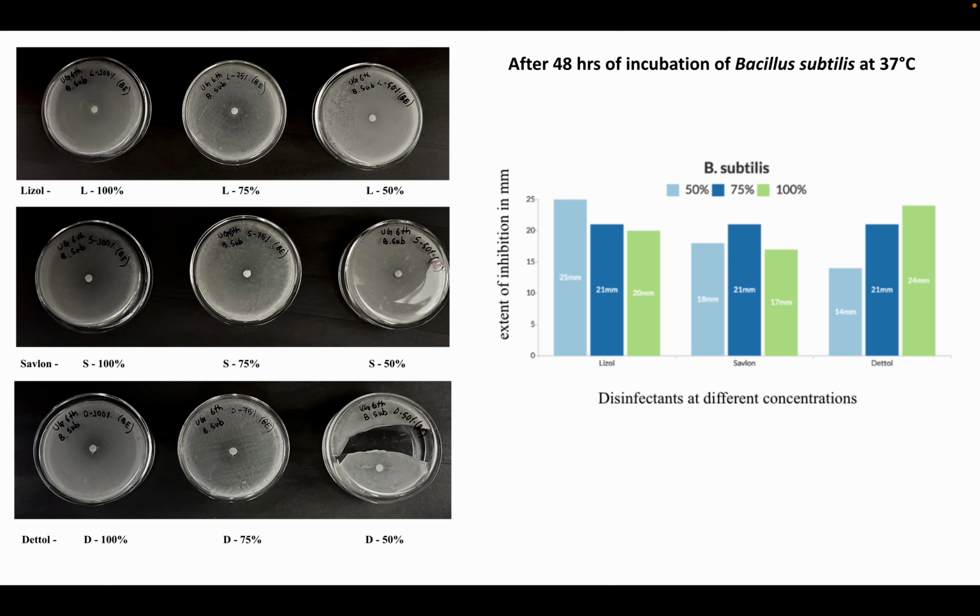Now, for Lysol, we will see that the zone of inhibition is 25 mm at 50% concentration, and 21 millimeters at 75% concentration. And at 100% concentration, the zone of inhibition is reduced. Similarly, Savlon has the highest zone of inhibition at 75% concentration, and Dettol has the highest at 100% concentration.